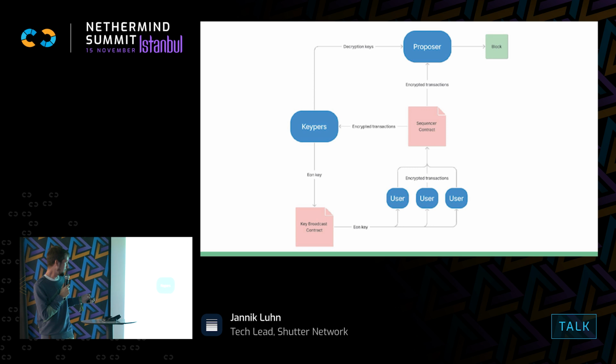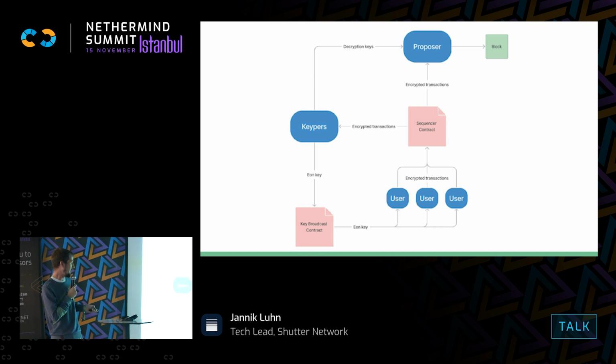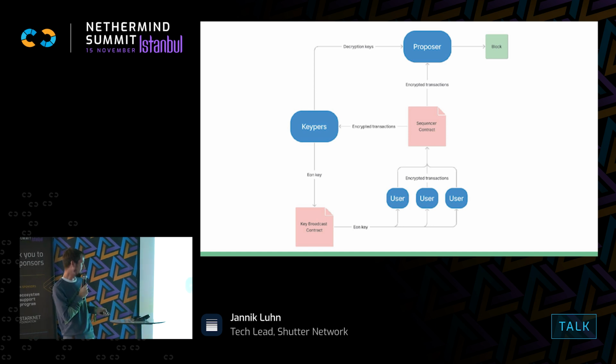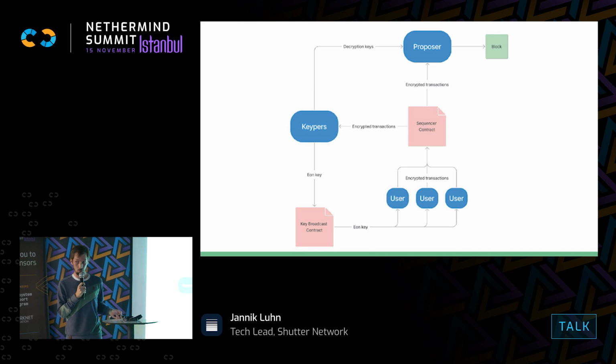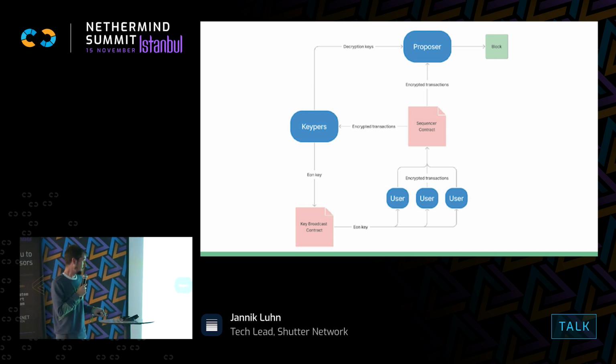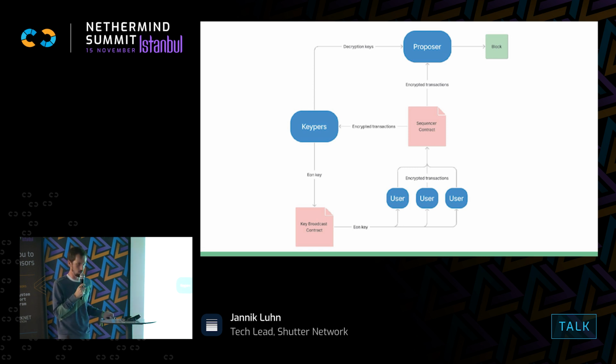All right, so this is the sequence diagram of how the flow would work. We have the keepers here. They start by producing this master encryption key that I mentioned. We call it the Eon key. And they have to send it somehow to the users. They need to have this key. For that, we use a key broadcast contract. So it's a normal contract deployed on Gnosis Chain that the keepers send this key to. Then the users can fetch it from the contract, use it to encrypt their transactions, and send it to another contract called the sequencer contract.